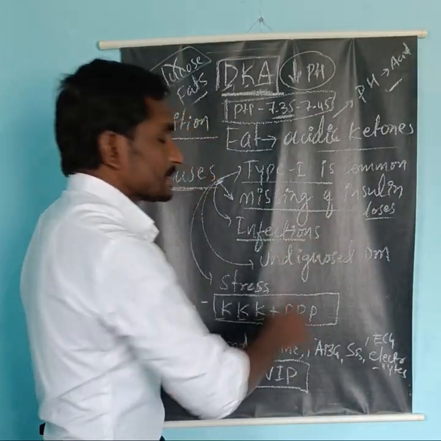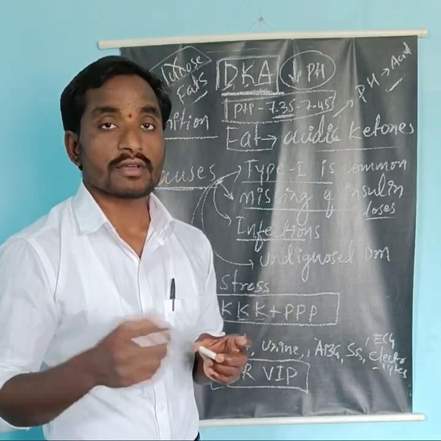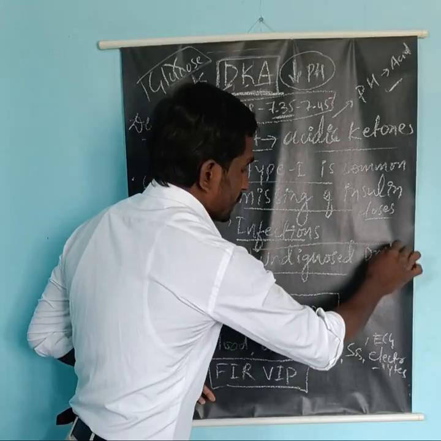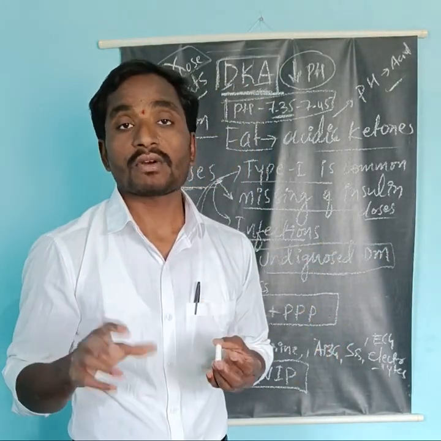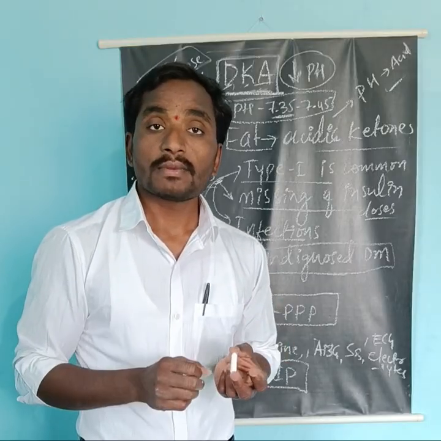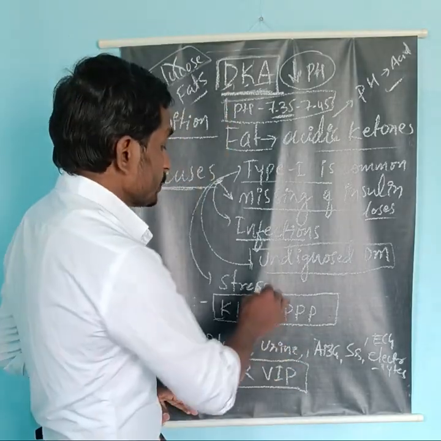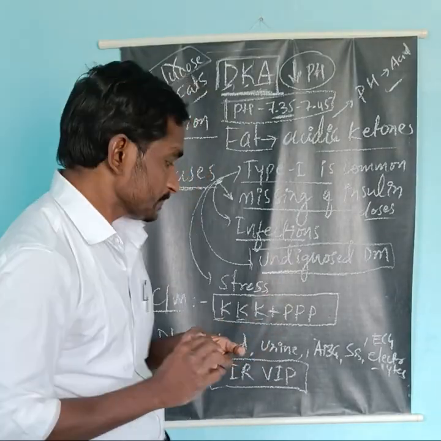Then some infections, like pneumonia and UTI, may also contribute to diabetic ketoacidosis. Then the most important thing is undiagnosed diabetes mellitus. Almost all people are not doing regular checkups. They have diabetes mellitus, but they go to the doctor only after the complication. It is also an important cause for developing diabetic ketoacidosis.